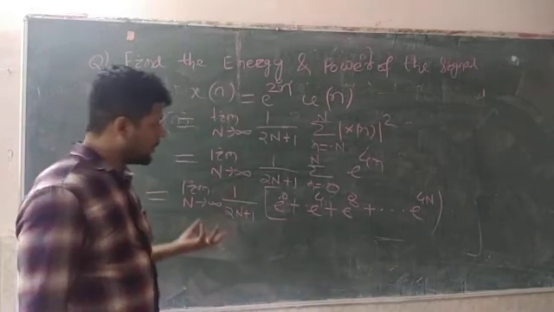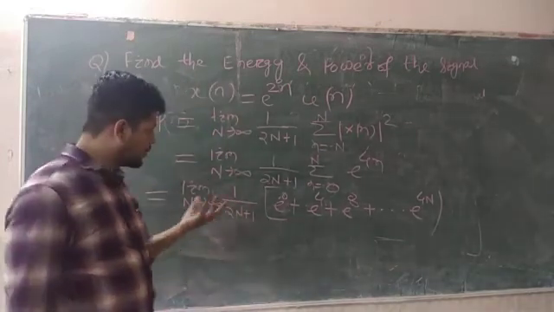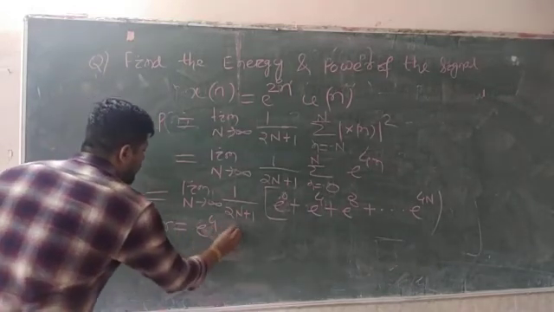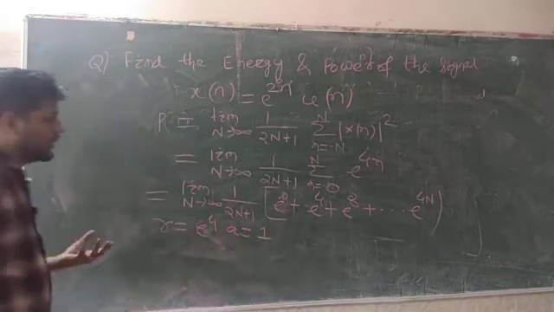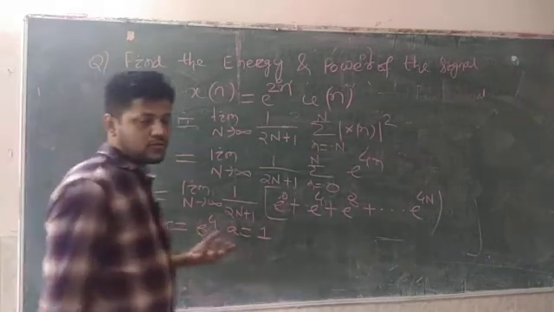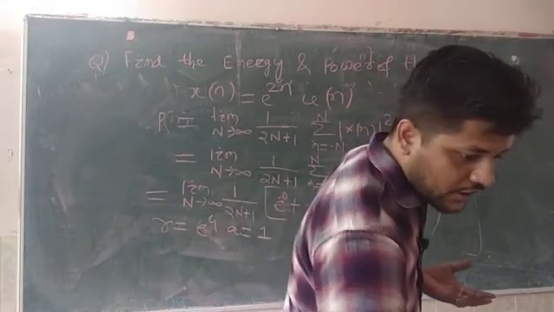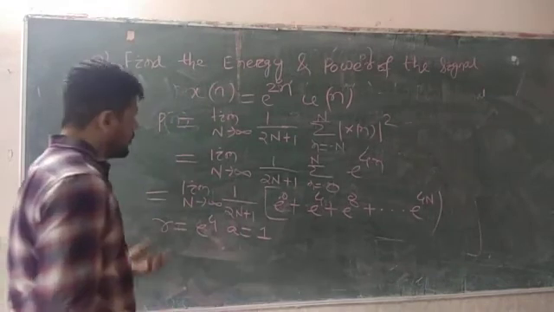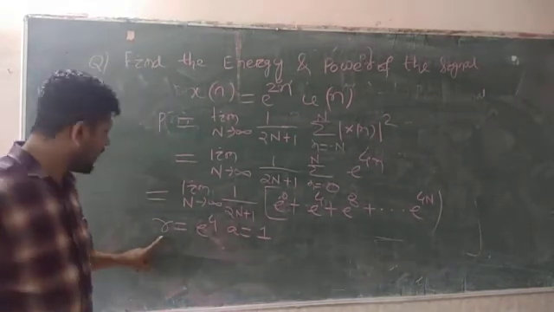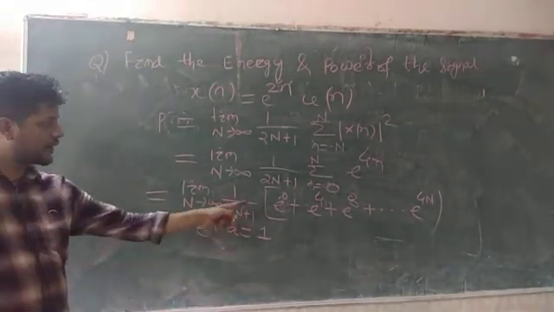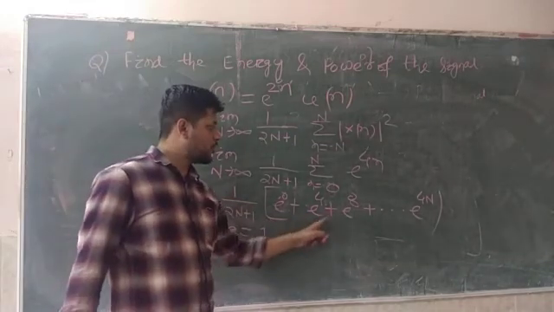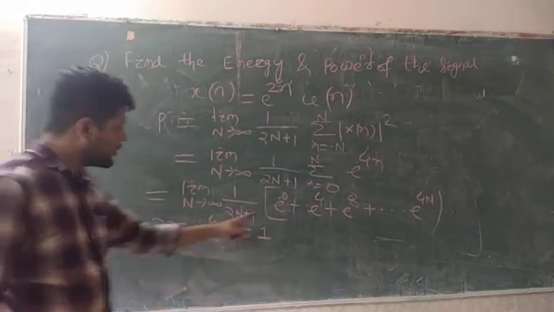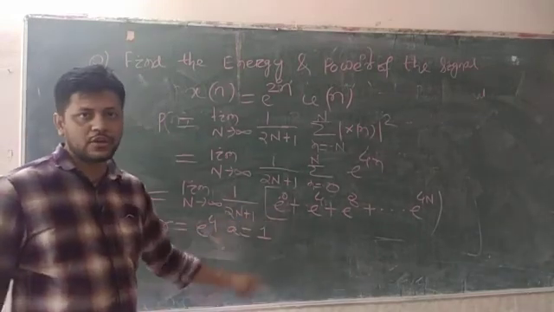So obviously the common ratio here is e to the power 4, r is equal to e to the power 4, and a is equal to 1. The number of terms present is 4n plus 1. So I can write the formula here. The common ratio r is e to the power 4: just divide e to the power 8 by e to the power 4, or e to the power 12 by e to the power 8, and that gives the common ratio e to the power 4. The first term here is 1 because e to the power 0 is 1.